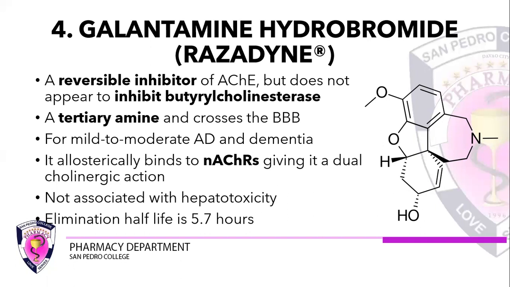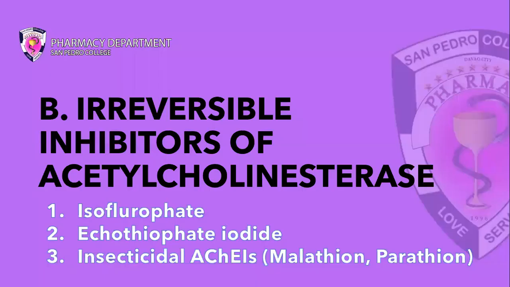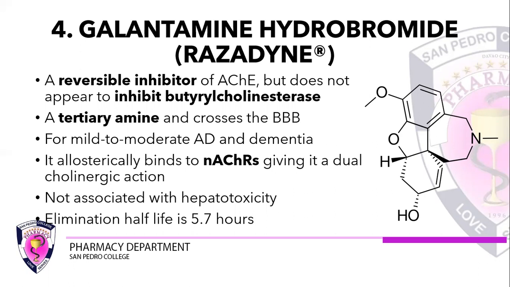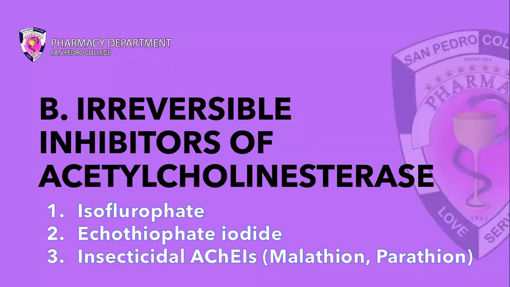Pero if you would look at it in a general overview, ang ating talagang mga acetylcholinesterase inhibitors, non-selective sila for muscarinic and nicotinic receptors. So yun siya, ang ating mga reversible acetylcholinesterase inhibitors na indicated for Alzheimer's disease. Tacrine, donepezil, rivastigmine, and galantamine. And we have the last part for this video.